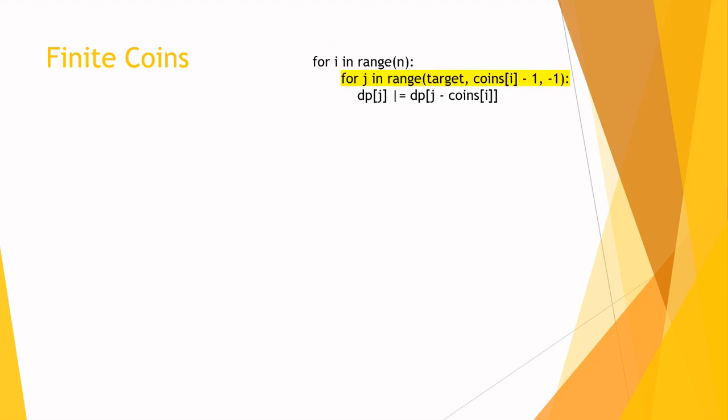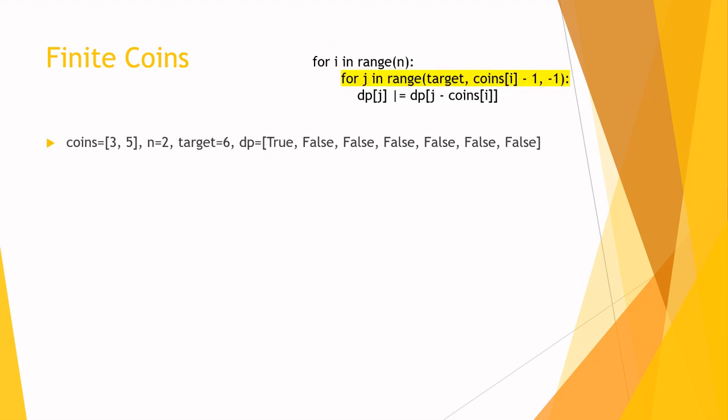Now how does it work? Let's see. For finite coins, same. We have the same denominations 3 and 5, and n is obviously equal to 2 since there are 2 coins. Target is 6. dp is initialized to all false except true at dp of 0. Now here you can see the difference. Here the j starts from dp of target, dp of 6, but in previous slides we had seen that it starts from dp of 3.